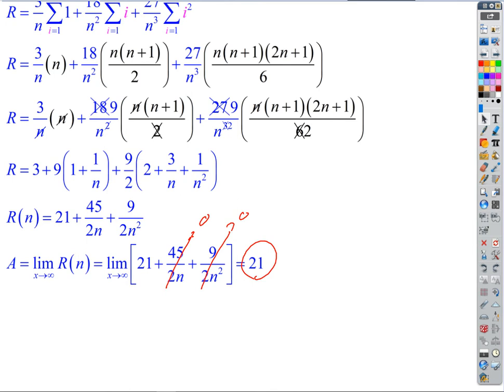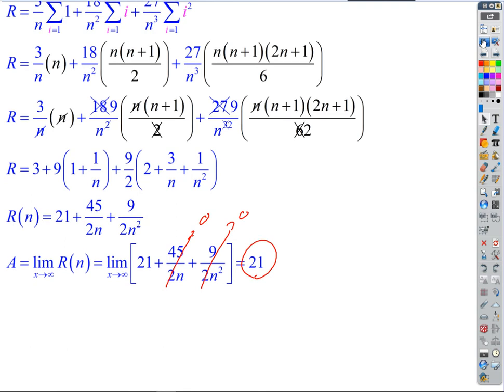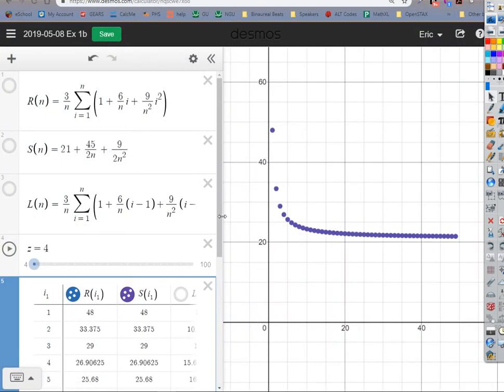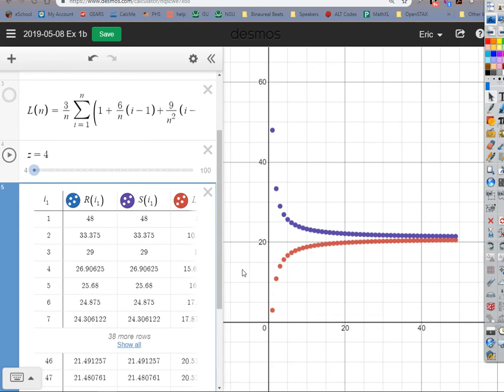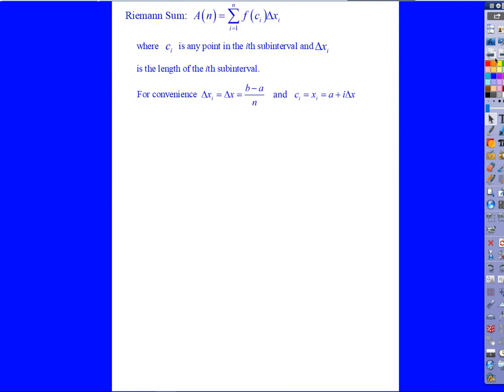Okay, I just happen to have done the left limit also. So if we add another column here, what do you notice? If we use the left limit and the right limit, the left limit starts off undershooting massively, the right limit starts off overshooting massively, but as the number of rectangles increases, they both converge on the same answer, don't they? Okay, that's really significant.